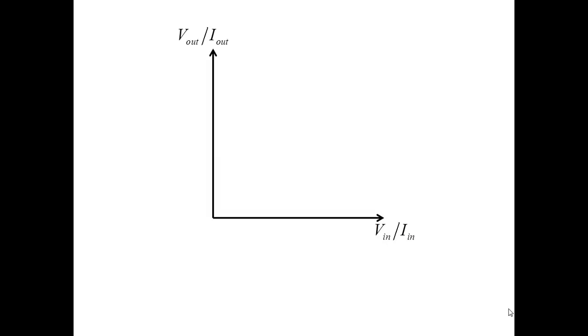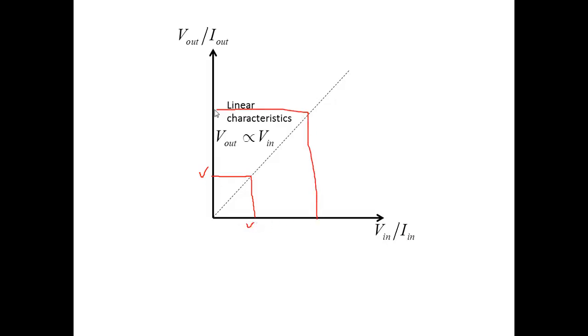For example, there can be a linear relationship between input and output, which is represented something like this. Here you can see that the output is directly proportional to the input. So if input is this much, then output will be this much. If input is this much, then the output will be this much. So it's a pretty linear relationship between input and output characteristics, and a resistor is basically such a linear element.